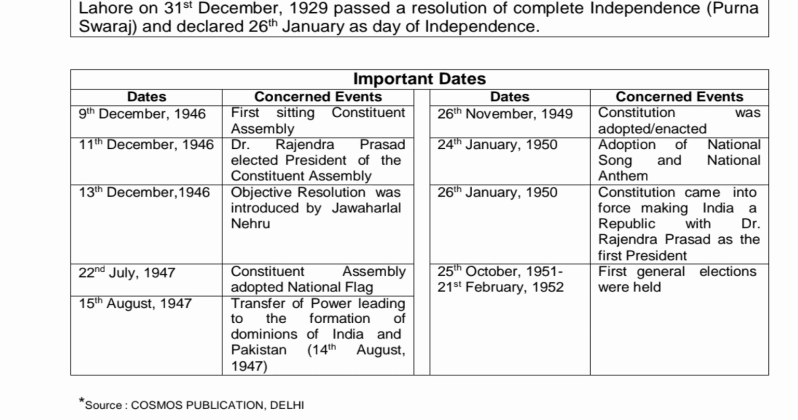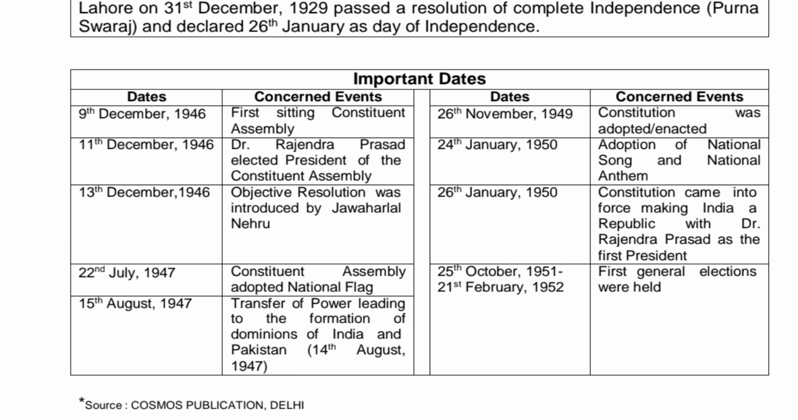Now the important dates. 9 December 1946: first sitting of the Constituent Assembly. 26th January 1947: Constitution was adopted and enacted. 11th December 1946: Dr. Rajendra Prasad elected President of the Constituent Assembly. 24th January 1950: adoption of the national song and national anthem.